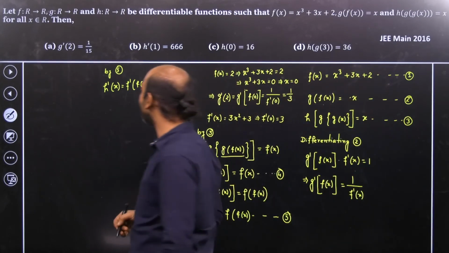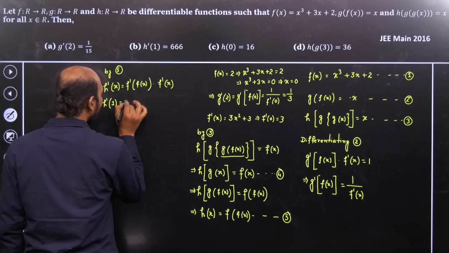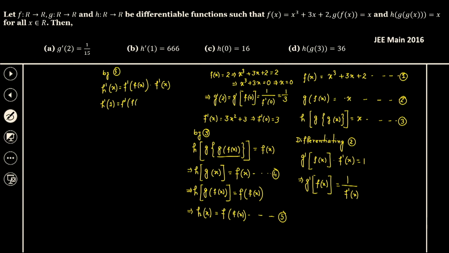So I'll substitute x equal to 1. Let's do that. So therefore h dash 1 is equal to f dash of f(1) multiplied by f dash of 1. Now see, what is f(1)? Here I just substitute 1. So it gives you actually 1 plus 3 plus 2, so that's 6. And if I calculate f dash of 1, that gives you 3x squared plus 3, so 3 plus 3, and that gives you 6 again.